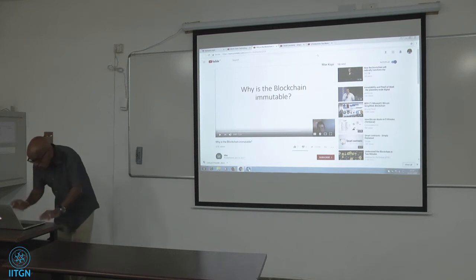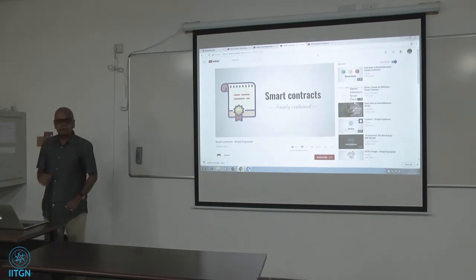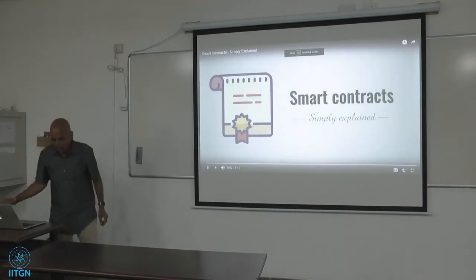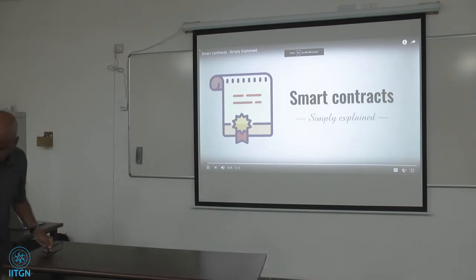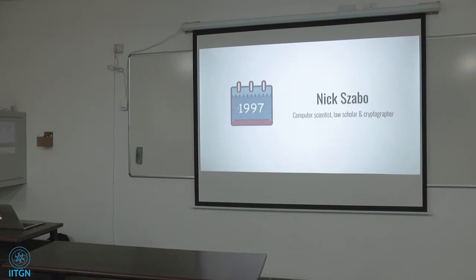Third one is smart contracts. How smart contracts work. Smart contracts are very popular nowadays. But what are they, and what problems do they solve? The term smart contract was first used by Nick Szabo in 1997, long before Bitcoin was created. He is a computer scientist, law scholar, and cryptographer, so I'll spare you his exact words. But in simple terms, he wanted to use a distributed ledger to store contracts.